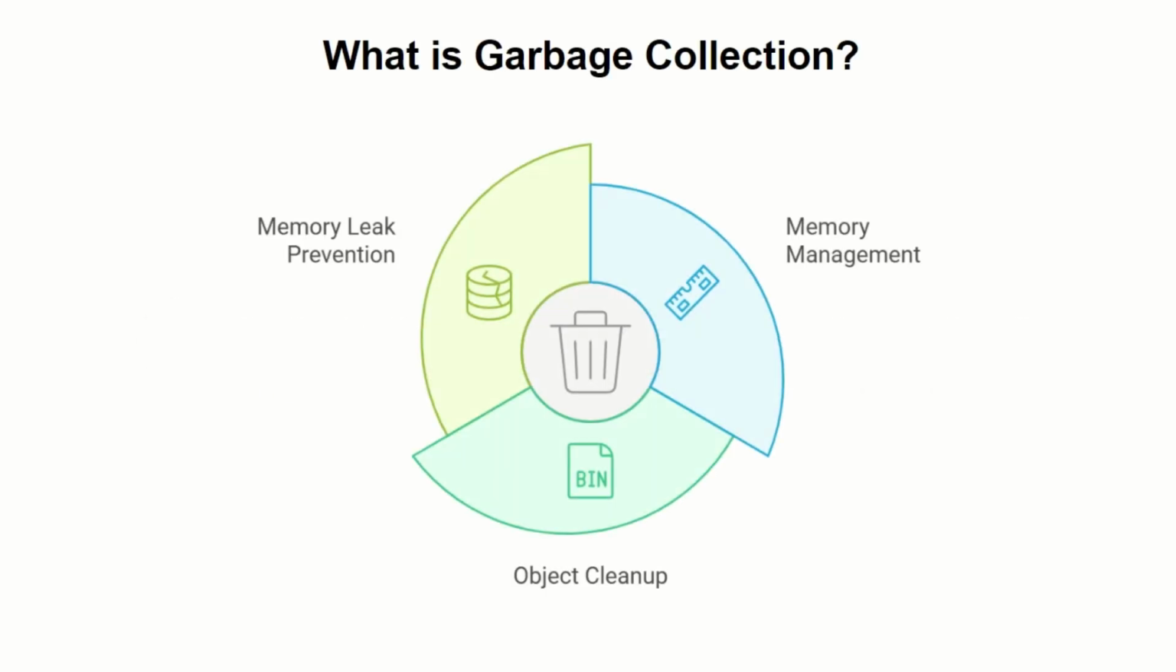Garbage collection is a process used in programming to automatically manage memory. It helps the program get rid of memory that is no longer needed, so the program doesn't run out of memory and crash. It helps in cleaning up unused objects to free memory and prevent memory leaks. Its goal is to ensure efficient memory usage and prevent the application from running out of memory.